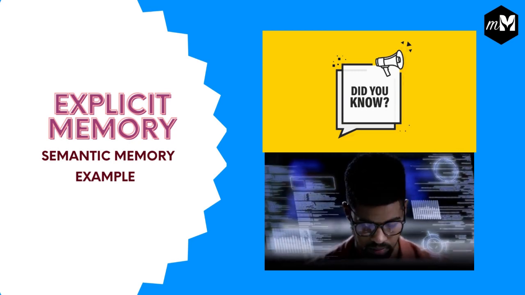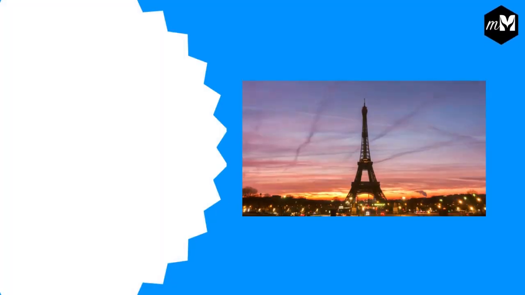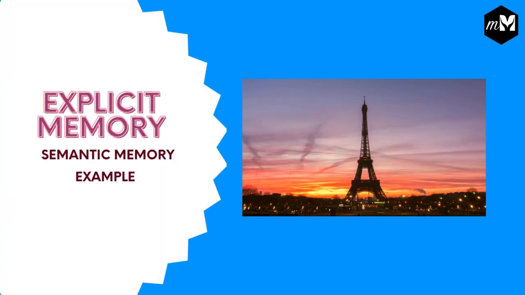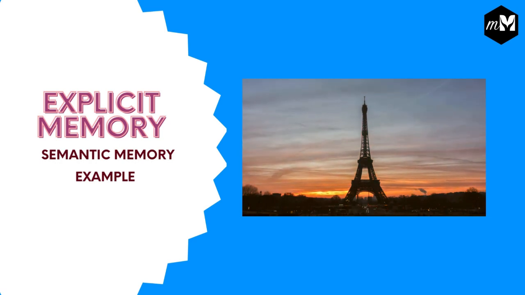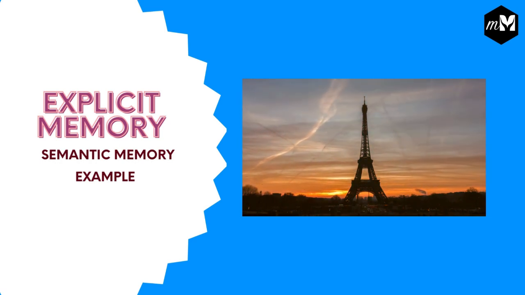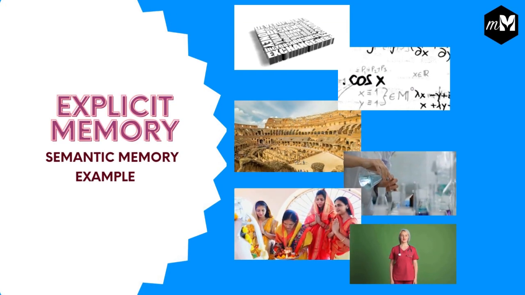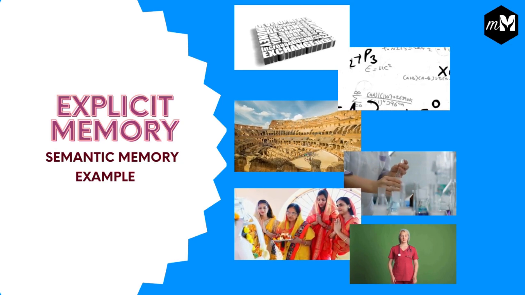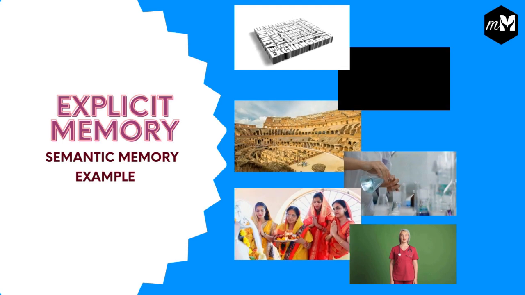Semantic memory refers to our knowledge of facts, concepts, and general knowledge about the world that is not tied to a specific personal experience. Here's an example of how semantic memory works. Let's say you know that the capital of France is Paris. You have learned this fact through education or exposure to the information, but you don't have a personal experience tied to it. Semantic memory allows us to store and retrieve general knowledge about the world, such as vocabulary, math skills, historical facts, and scientific principles.